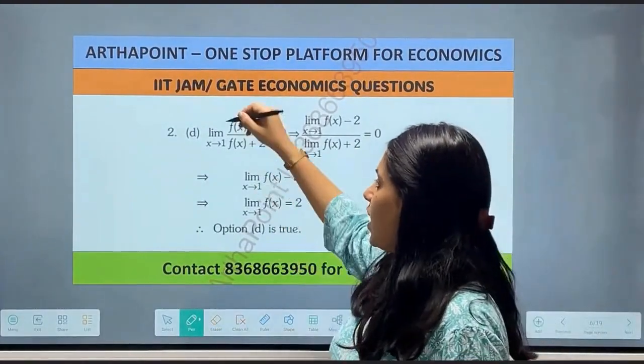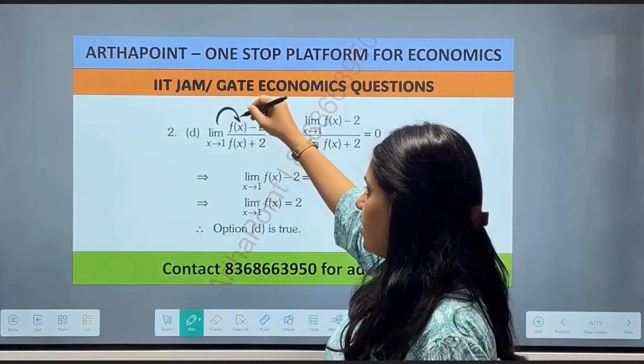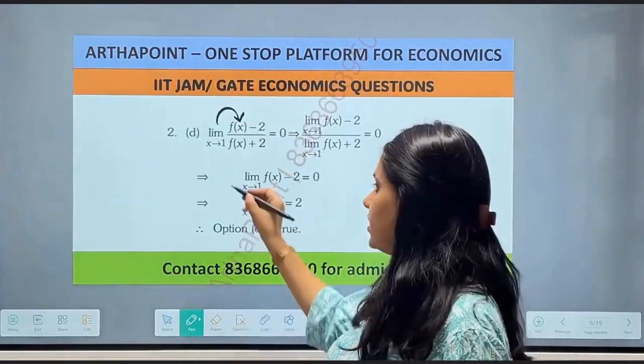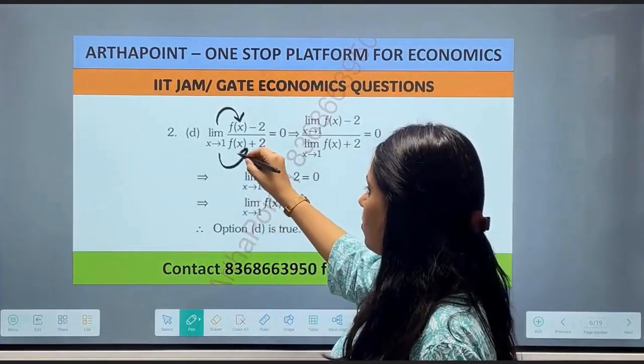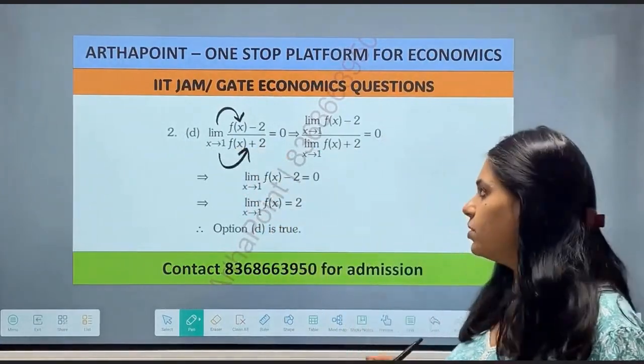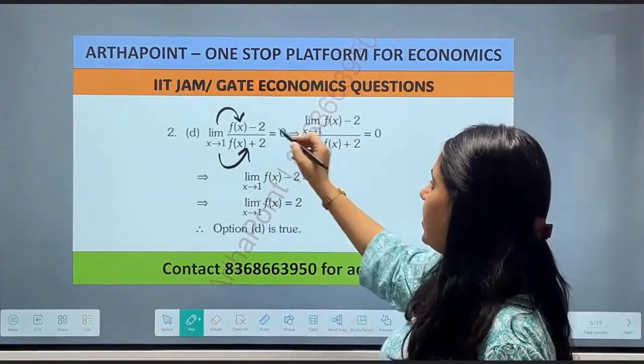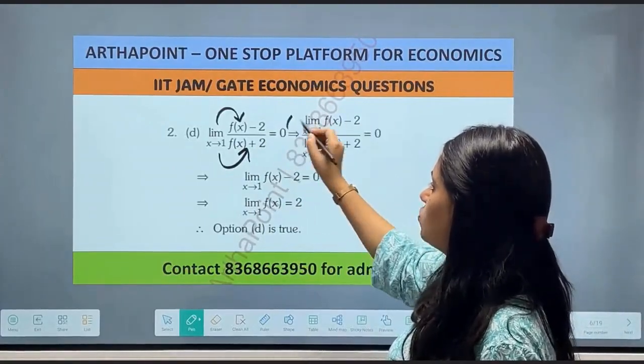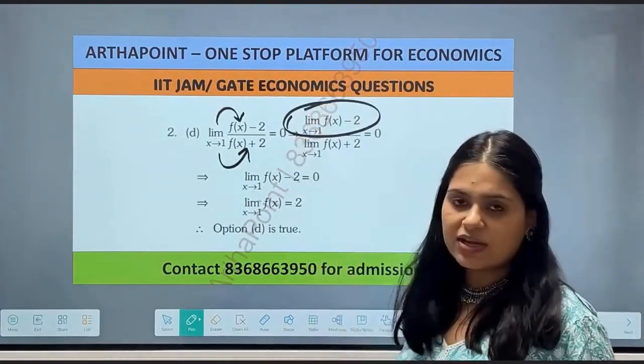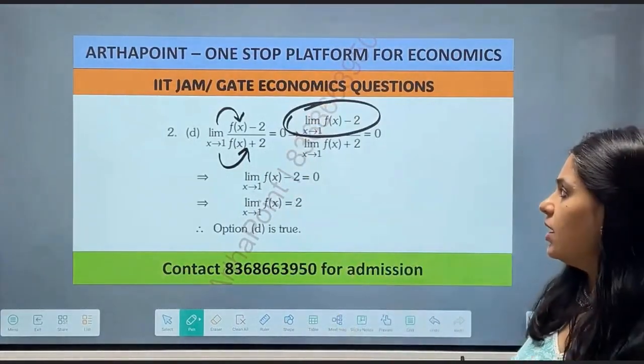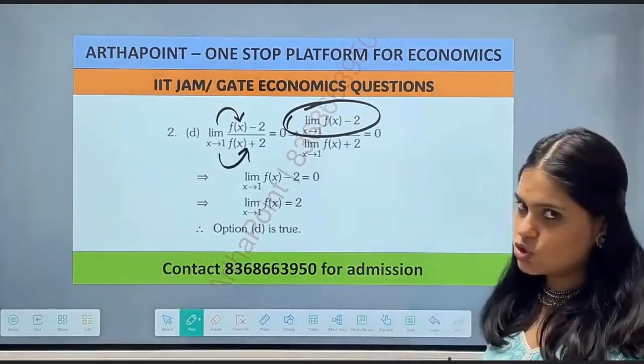So what can I do? I can take this limit separately to the numerator, take this limit separately to the denominator. So, beta, when I take the numerator, I get limit x tends to 1 f(x) minus 2. The limit of a constant will not apply. So it will be limit x tends to 1 f(x) minus 2.